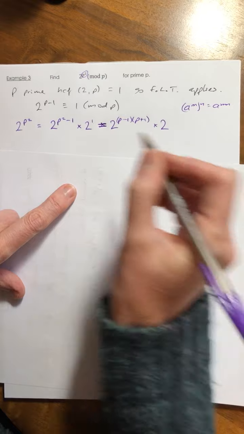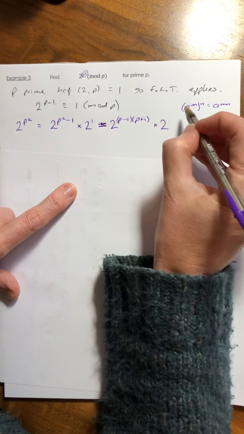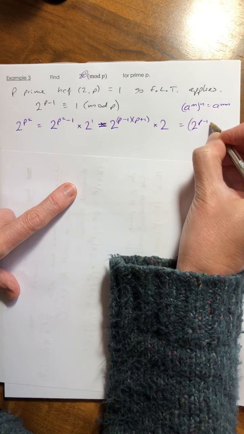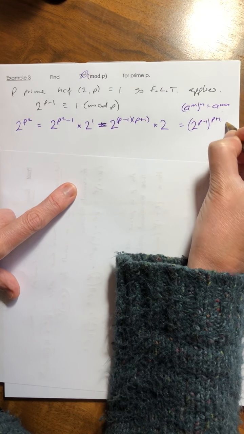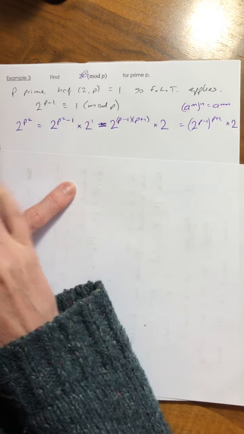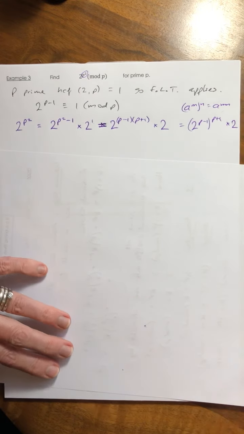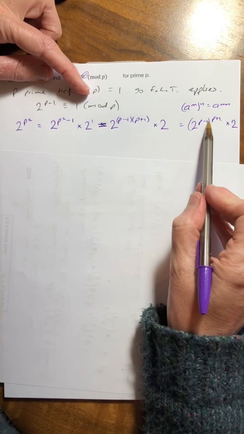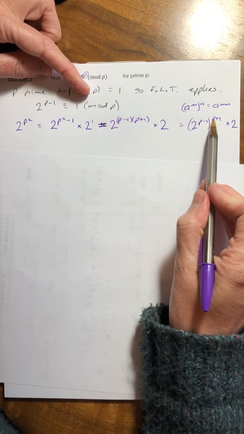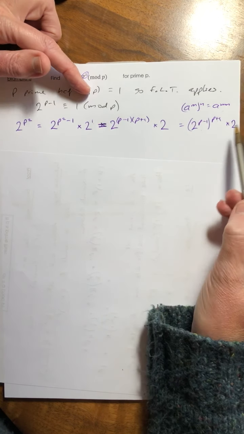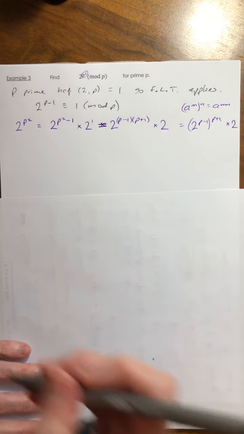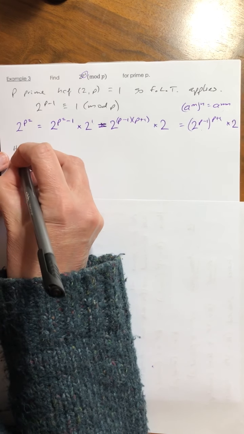Of course, going that way, I can just write that as 2 to the power of p minus 1 all to the power of p plus 1 times by 2. And that is what I need. Because I know that that is congruent to 1 mod p, that is going to be 1 to the power of p plus 1, which is just 1, and then times by 2. So we can see what the answer is, but we just need to kind of write it down properly.